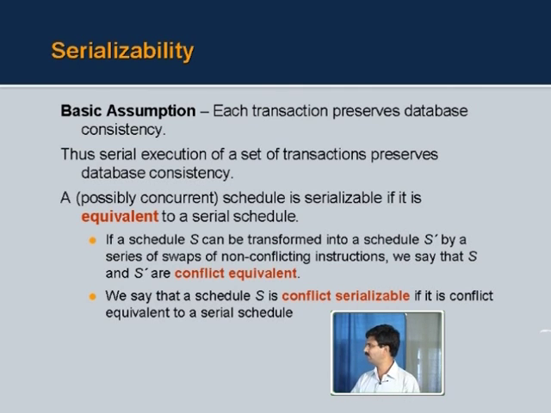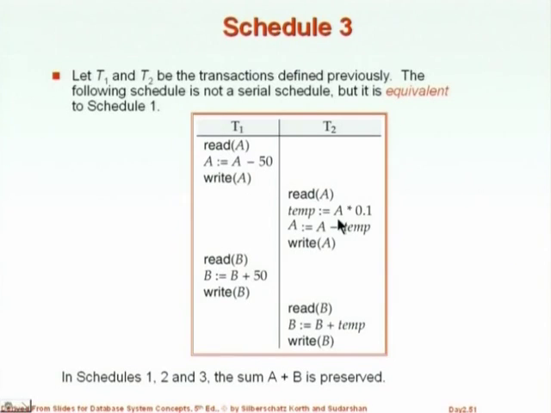So here, we say that if a schedule S can be transformed into a schedule S prime, by a series of swaps of non-conflicting instructions, we say that S and S prime are conflict equivalent. So if you go back here, we could swap these two, meaning move read B up ahead of write A. In the given order, write A occurs, then read B occurs. But we could flip it, do read B and then do write A. And the two don't conflict because they are touching completely different data items, so no conflict.